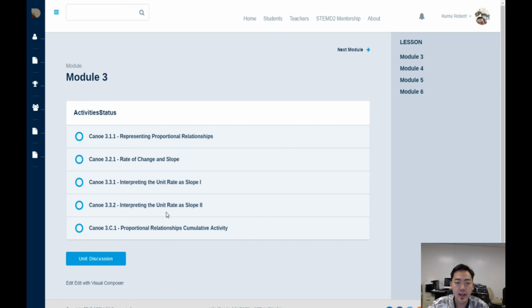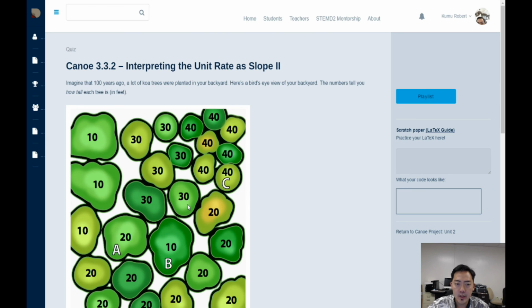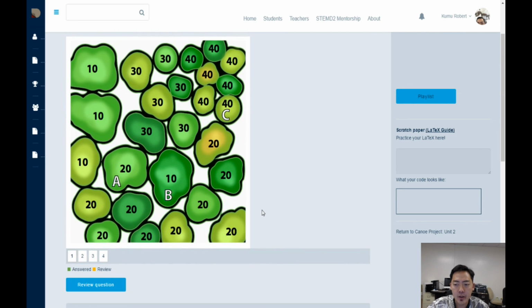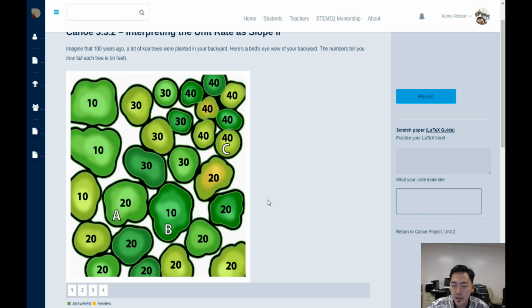Alright, welcome back. Let's go ahead and look at one more activity, Canoe 3.3.2. This is the second activity that corresponds with lesson 3.3 in the Go Math book. In this activity, we will be looking at the growth rates of many koa trees that were planted in your backyard 100 years ago. So over here is a bird's eye view of your backyard. These are the treetops, and the numbers represent the height of the tree.